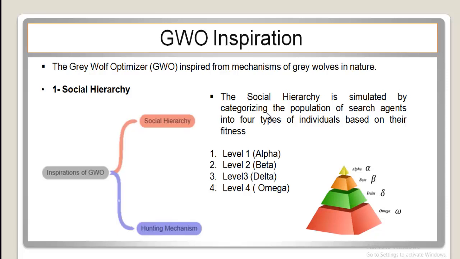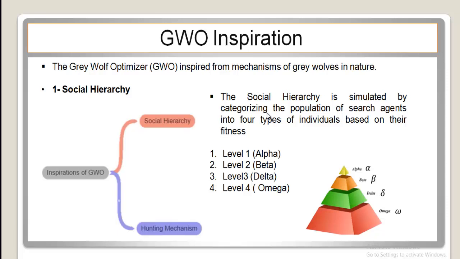The level 3 is the delta. Deltas are subordinate to alpha and beta, but still hold sway over the omega. They represent the third tier of potential solutions, and the level 4 is the omega. At the bottom of the hierarchy are the omegas, which follow the lead of the higher ranking wolves. In the algorithm, these represent the rest of the solutions.